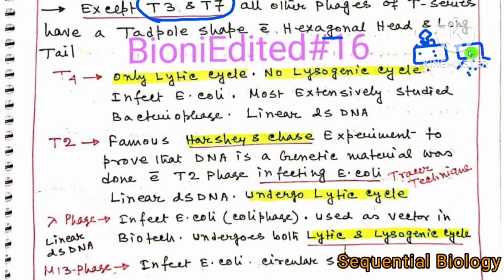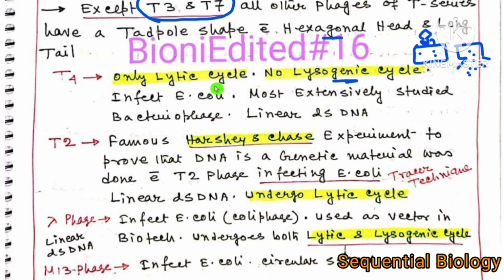The viruses which show this pattern of life cycle are known as lytic phages. So T4 has only the lytic cycle, but no lysogenic cycle can be seen in T4 phages. What is this lysogenic cycle? When a virus penetrates its genetic material into bacteria, and its genetic material is incorporated with the bacterial genome, the host genome, the viruses which show this type of reproductive strategy are known as lysogenic viruses.